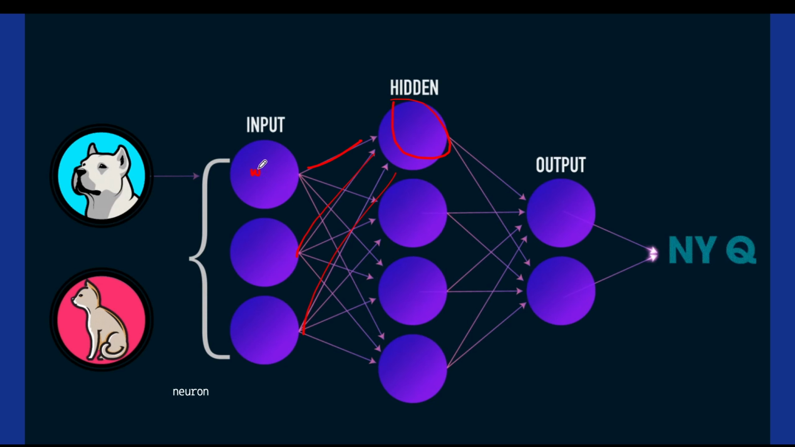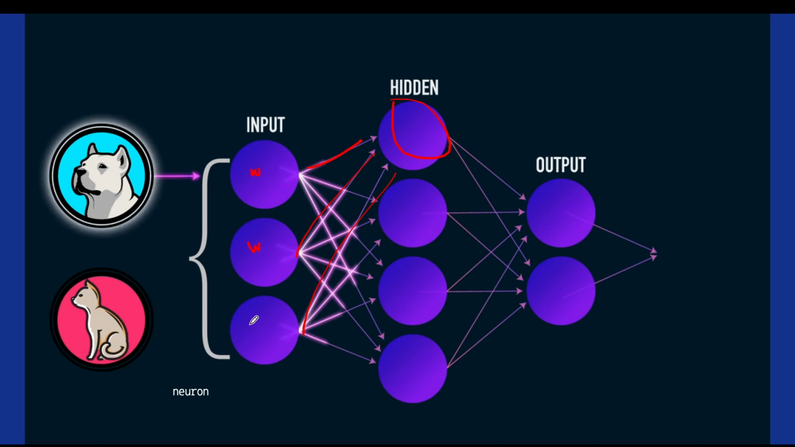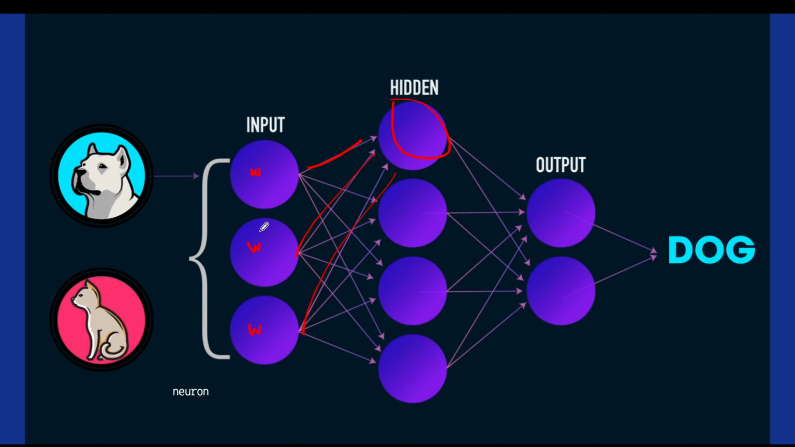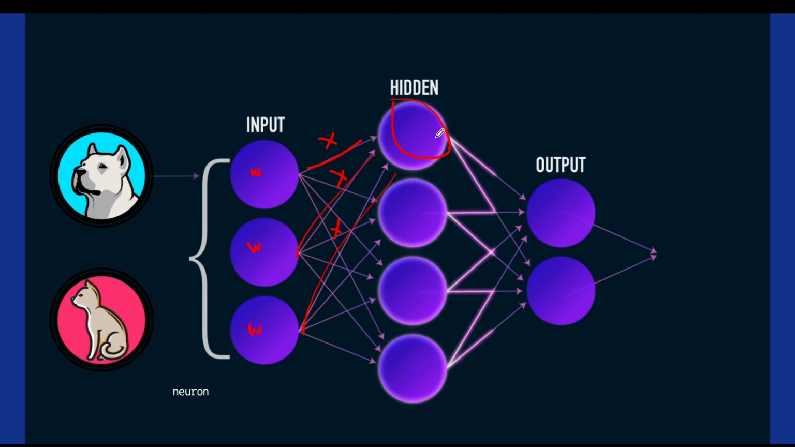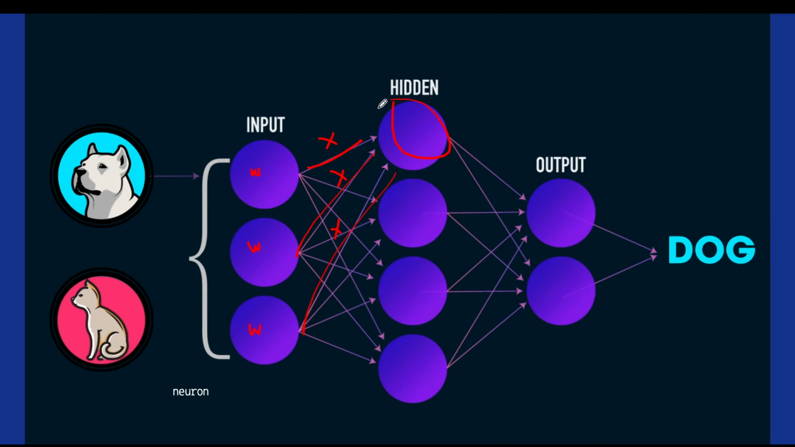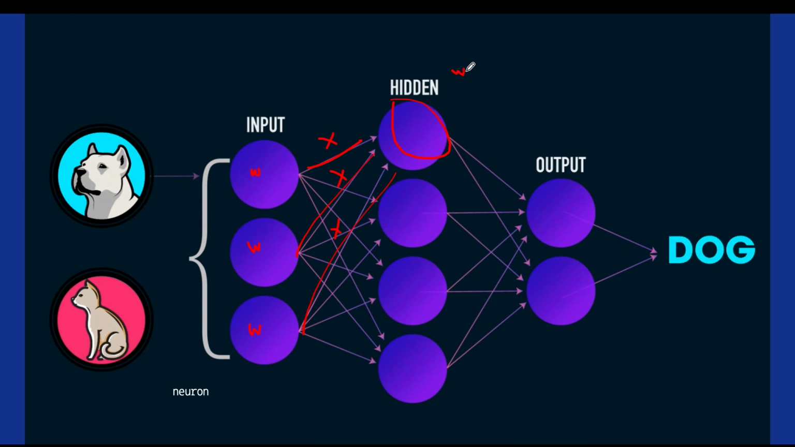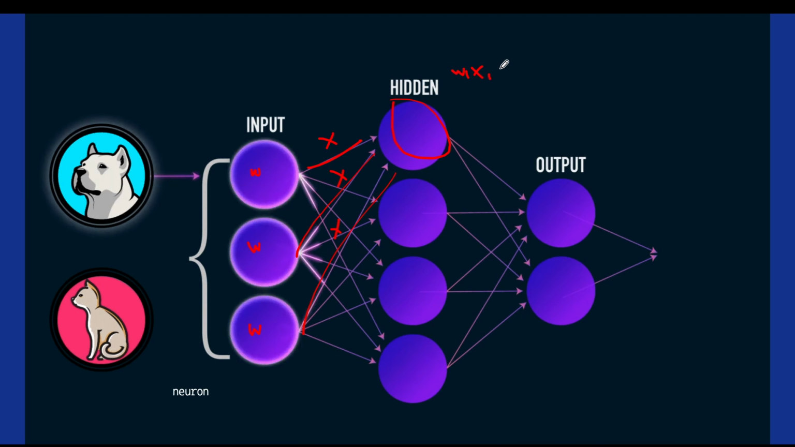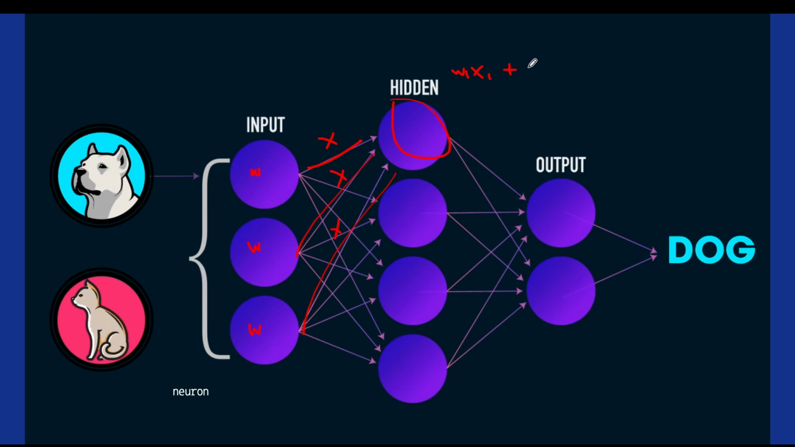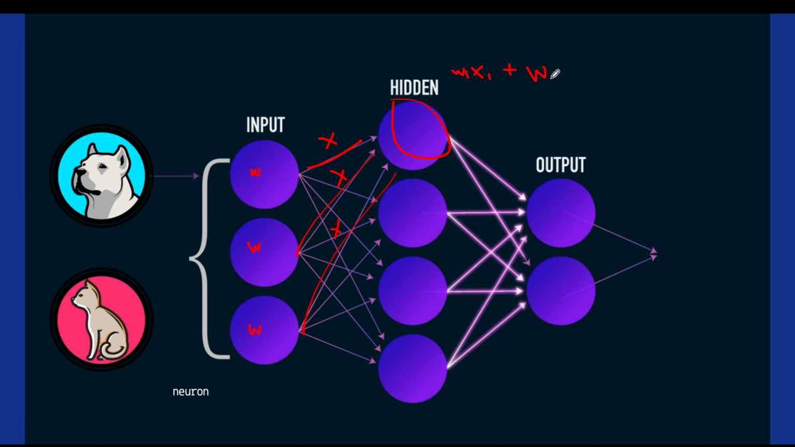This one will have weight, this one will have weight, and this one will have weight. And these weights are the same. And they'll send the information X. And this one will send information X, and this one will send information X. And what this neuron will do is take the weight of the first neuron and the information of the first neuron, then add the weight of the second neuron.